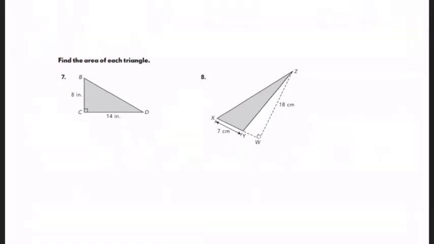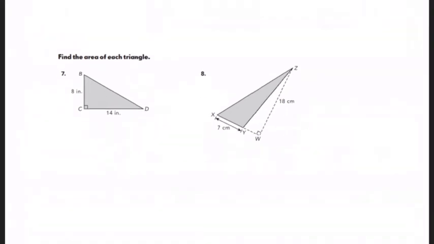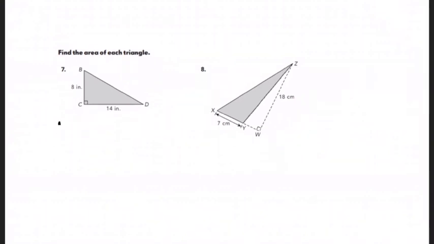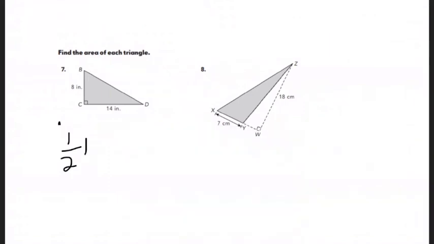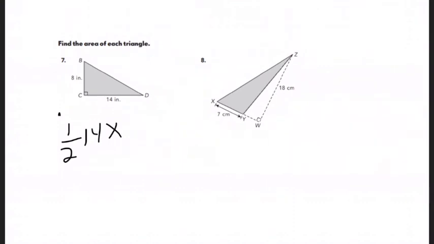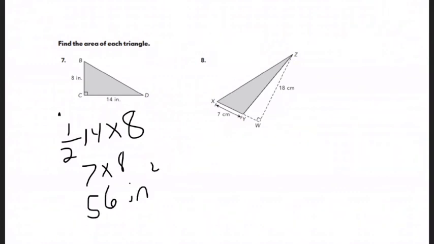Okay, first one, 1/2 base times height. So it's 1/2, 14 times 8. Doesn't matter. All right, so I'm going to take half of 14, so it's 7 times 8. So that's 56. And this one's inches squared because we're doing area.